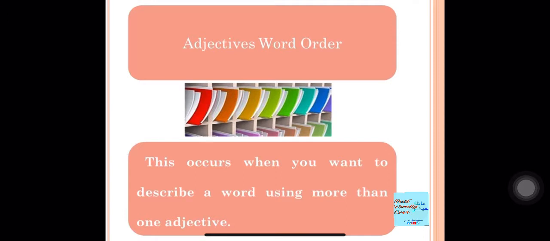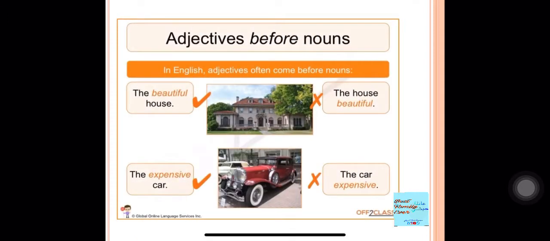Yes, so this is an important thing that you have to know, girls, that whenever you want to follow the adjective word order, it is when you have different adjectives that you want to use to describe a thing. It's not like one adjective. Now, let's have a look at this table.